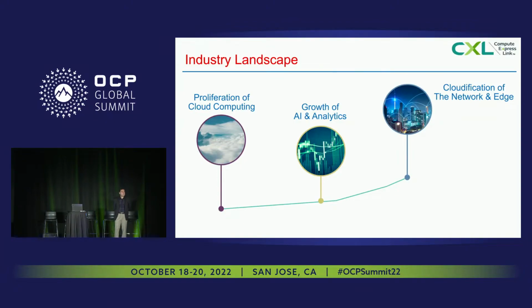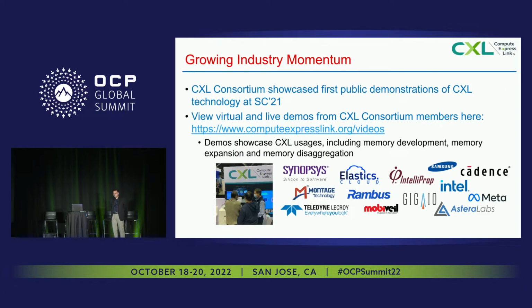So the reason that we need CXL is that data is growing, computation requirements are growing in different fields, and hyperscalers and cloud suppliers are building larger and larger data centers. So that goes for the saying that we need to have better interconnects.